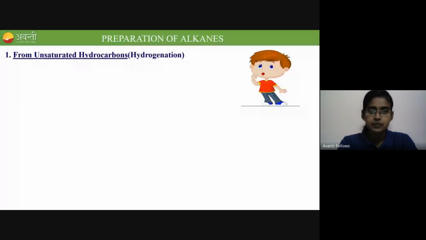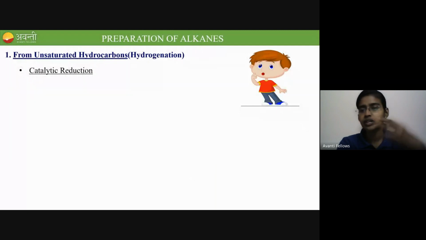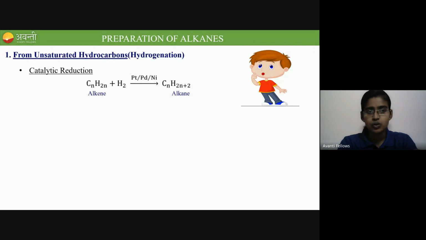The name of this reaction is catalytic reduction. It means we use a catalyst and reduce the unsaturated compounds. You can see the general reaction here. An alkene is taken, and to this alkene a hydrogen molecule is added using a catalyst. The catalysts are platinum, palladium, and nickel. All of these are metals.